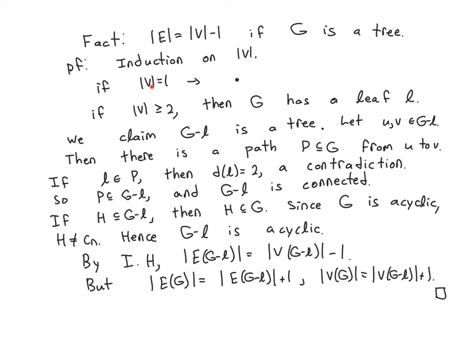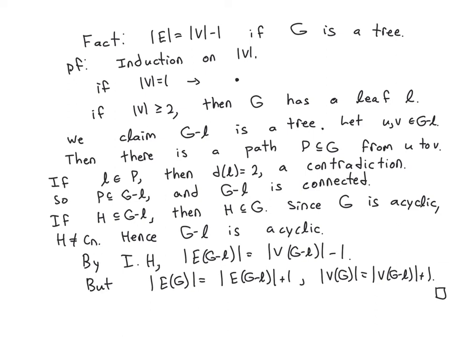First, suppose you have one vertex. A one vertex tree is not very interesting. It has 0 edges, and 0 is clearly 1 minus 1. All right, suppose you have at least 2 vertices. Then G certainly has a leaf. What we're going to claim is that when you delete a leaf, the result is still a tree.